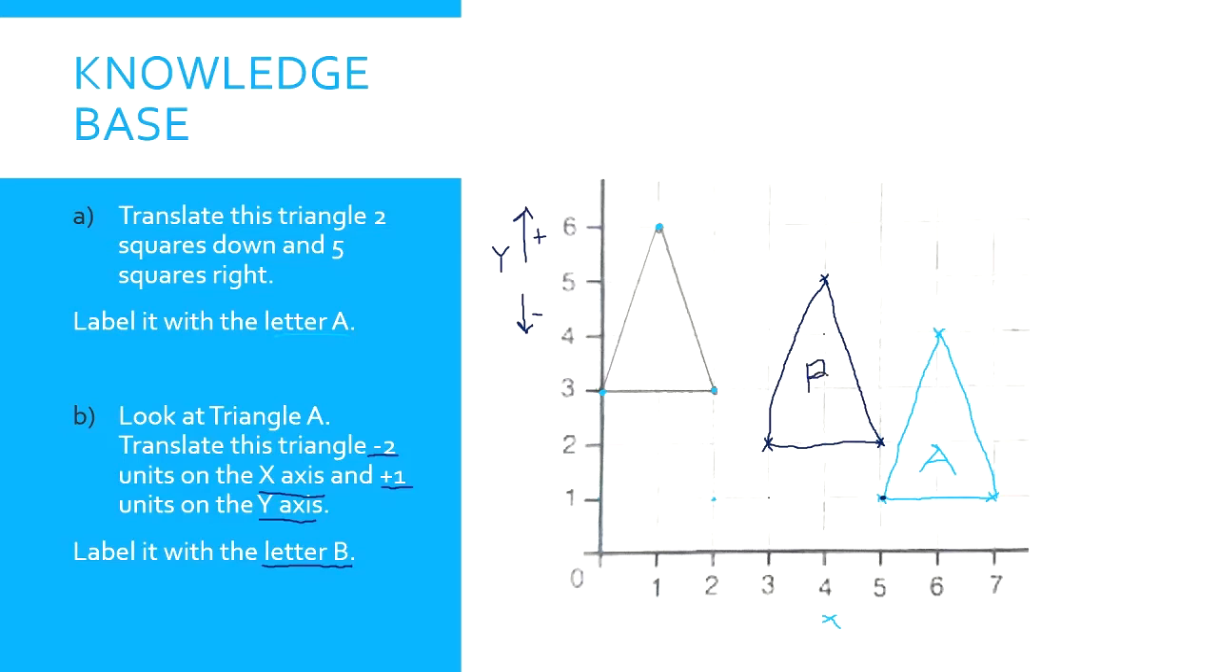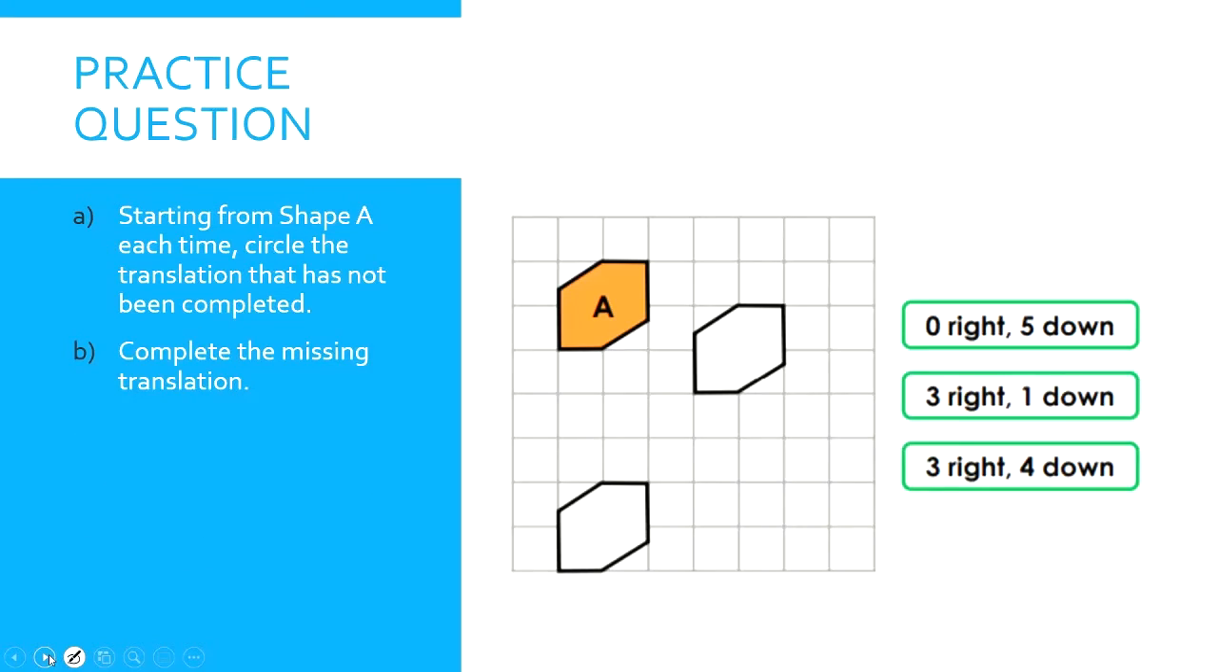Pay attention to little things like being told to label triangles with certain letters or symbols or anything like that, because you want to make sure it's really clear for anyone marking your papers exactly what you've done. So, having had a little bit of practice at this, let's go on to our first practice question.